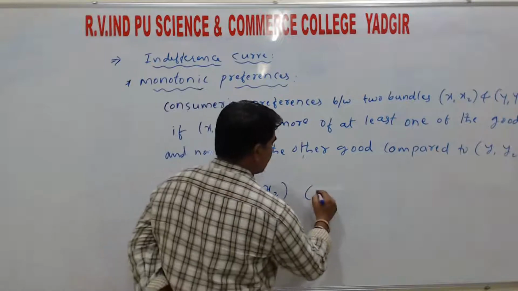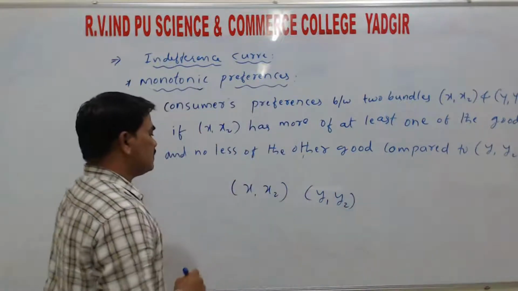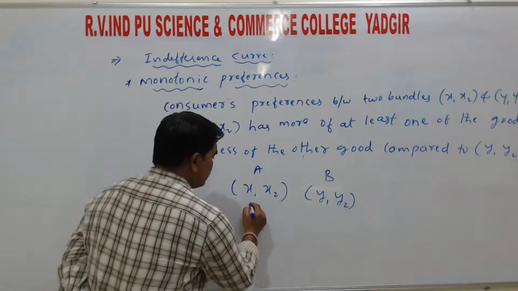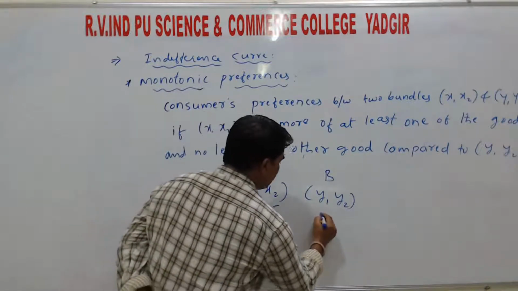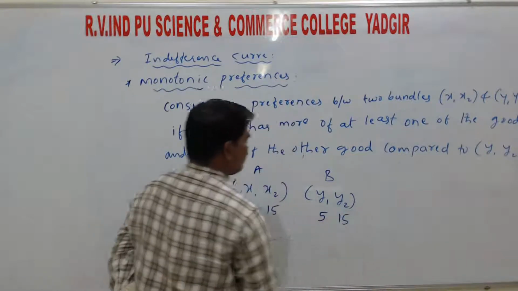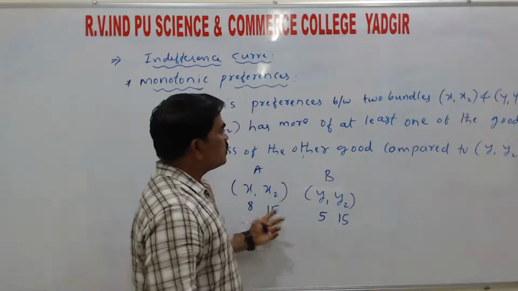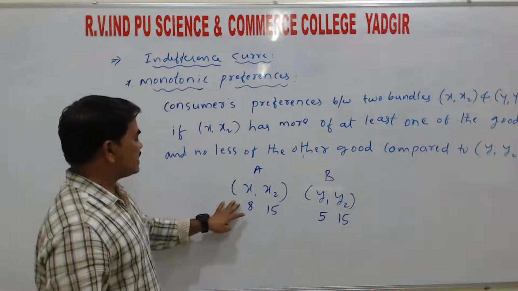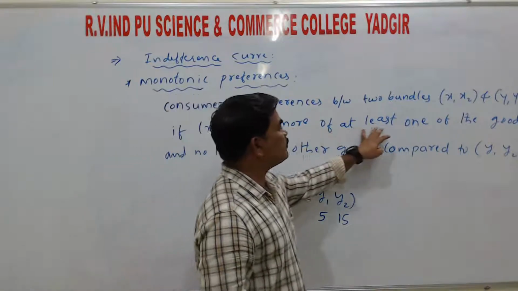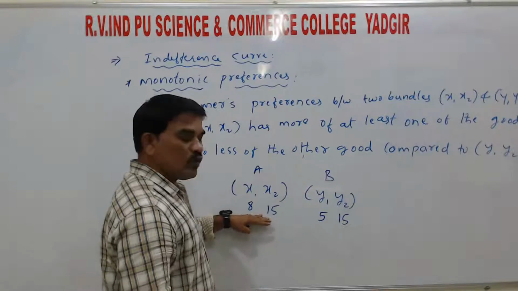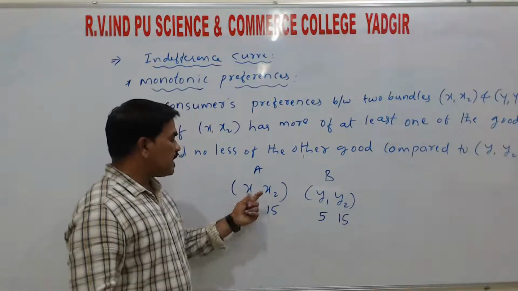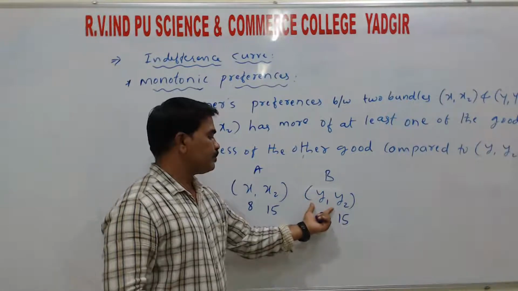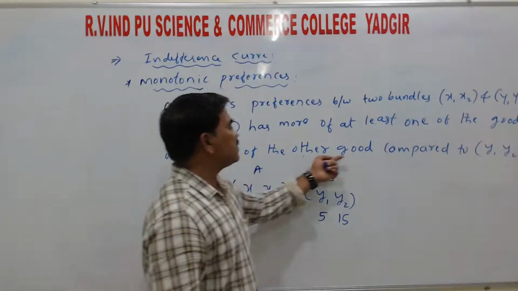Bundle A, bundle B: here it is 8, 15 and 5, 15. These are the quantities. Consumers' preference between two bundles x1 x2 and y1 y2: if x1 x2 has more of at least one of the goods, if not two, at least one is more when compared to the other bundle, and no less of the other goods.